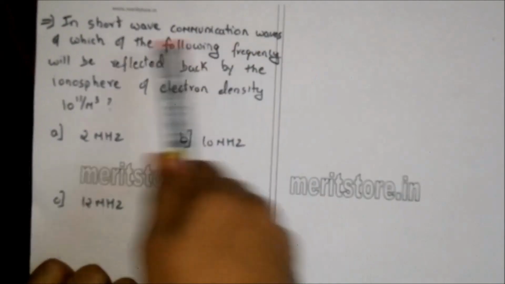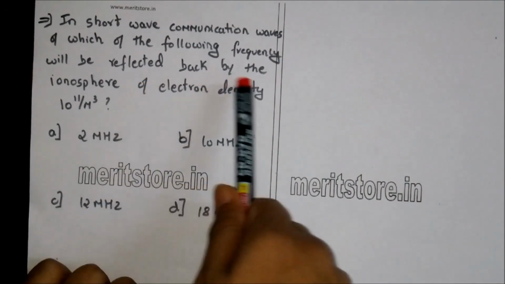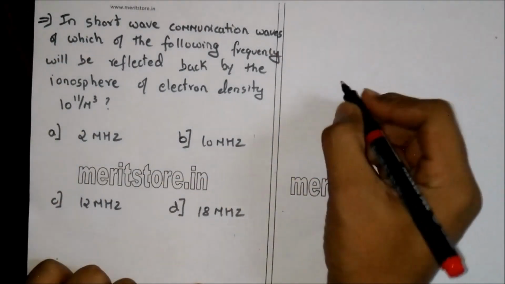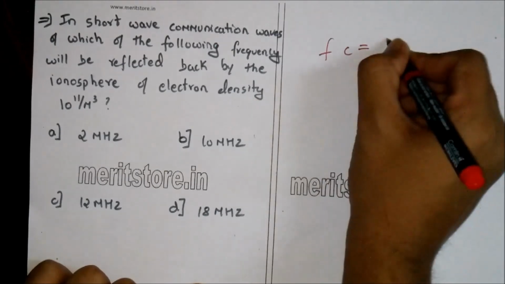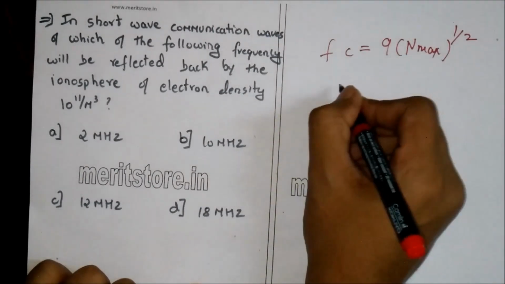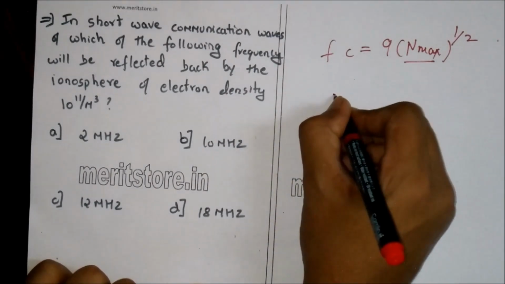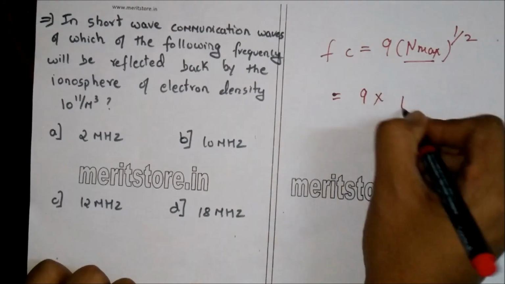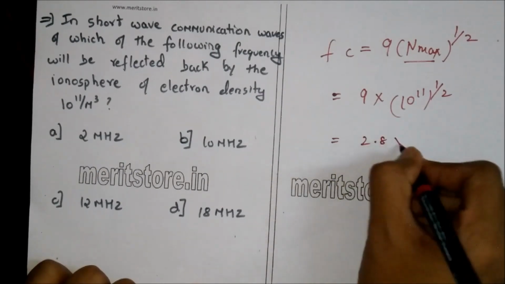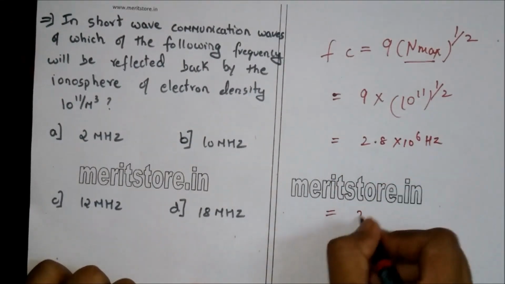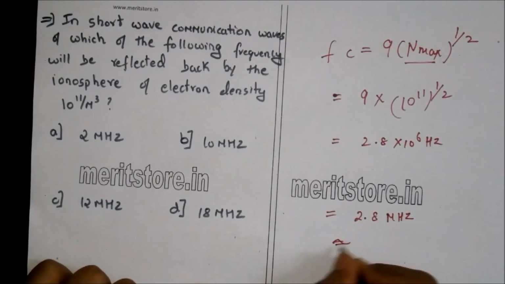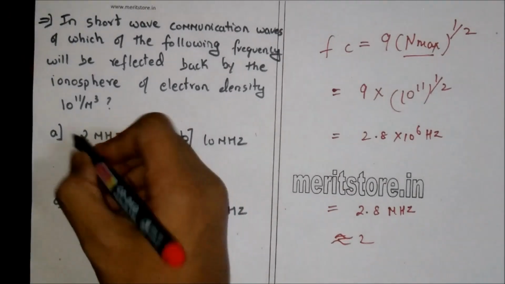Short wave communication, waves of which of the following frequency will be reflected back by the ionosphere of electron density 10^11 per meter cube. Now, the critical frequency Fc is equal to 9 into n max raised to half, where n max is equal to the electron density. So we have to find Fc. So Fc will be equal to 9 into 10 raised to 11 raised to half, which is equal to 2.8 into 10 raised to 6 hertz, which is equal to 2.8 megahertz. Now rounding this off to 3, which is equal to 2. So the answer is option A.